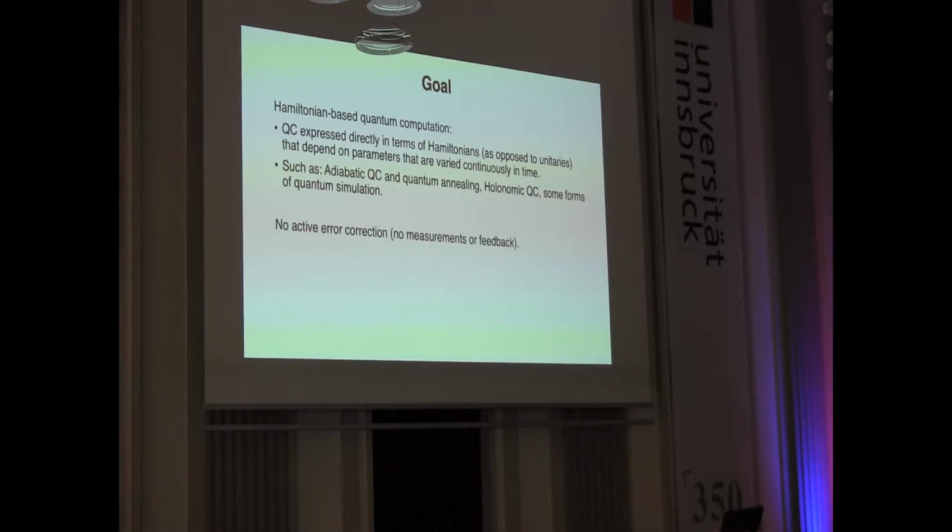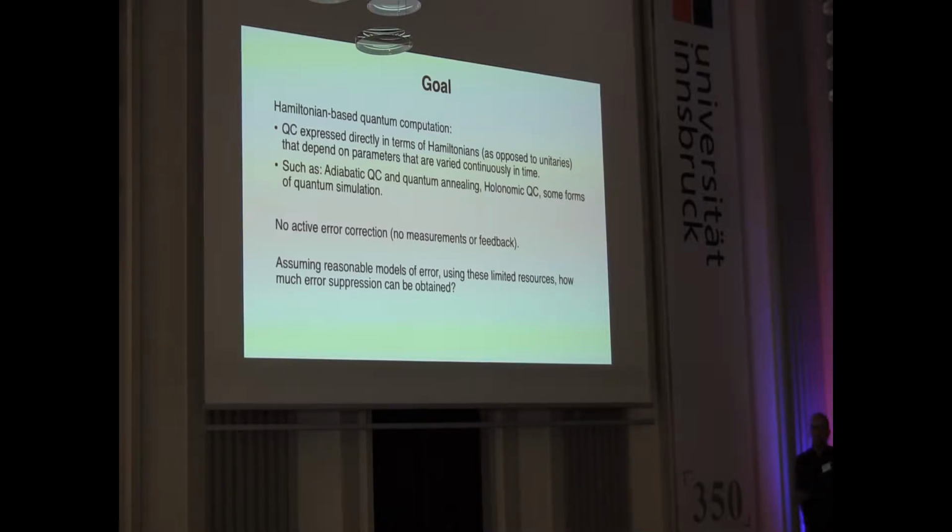And the question is, if I don't allow any active error correction, and let's say I don't allow any measurement and feedback, how much error suppression can I get? So I have these limited resources, and we are thinking about these noisy intermediate quantum systems. I just don't want to use too much resources. I want to know how much error suppression can I get. So that's the fundamental question that we are asking.